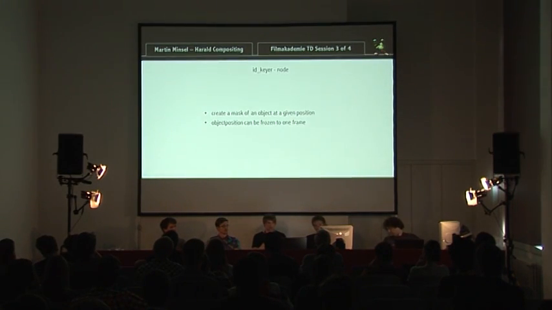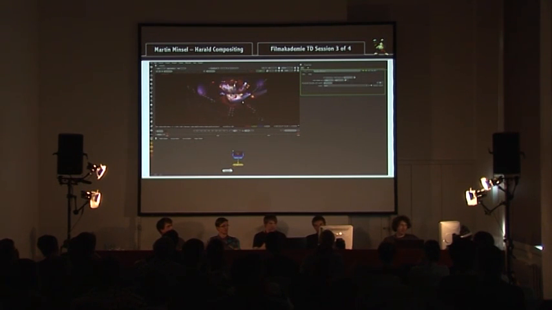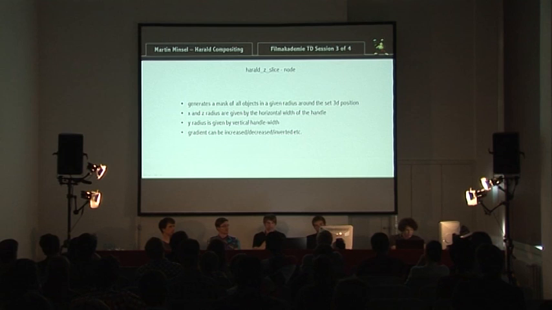Then the next thing is the ID keyer, which is basically a mask of each object, and you'll have a handle which you move around the viewport, and on each point where you move the handle, this object will be picked, and you can even freeze the frame on where you pick, so that if the camera moves, the object will still be picked after 100 frames or whatever.